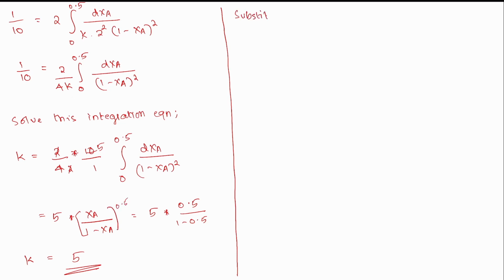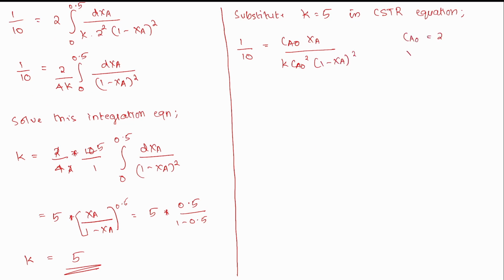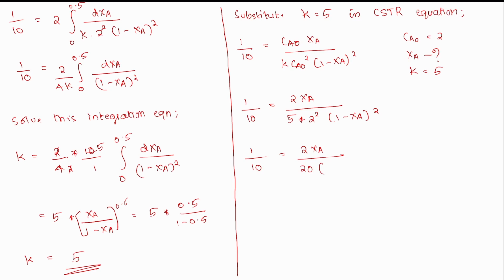So substitute this K in the ideal CSTR case. For CSTR, we had 1 by 10 is equal to Ca0 into Xa by K Ca0 square into (1 minus Xa) the whole square. So Ca0 is 2, Xa is what we need to find, and K we just found as 5. Now all we have to do is substitute the values for Ca0 and K in this equation, and we will get a quadratic equation.